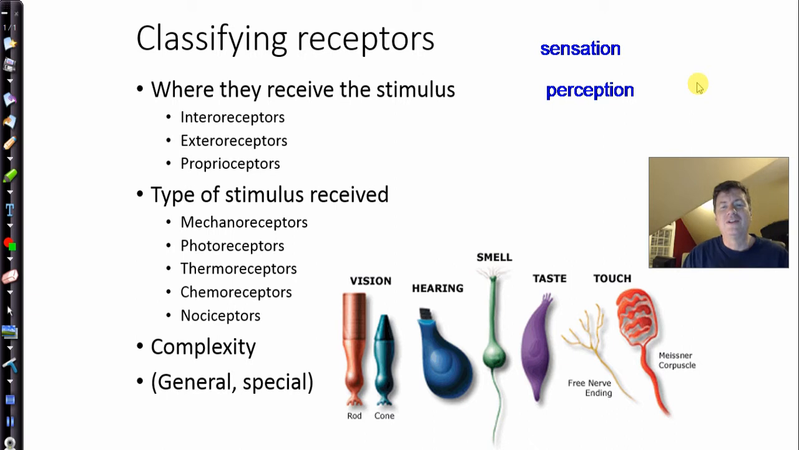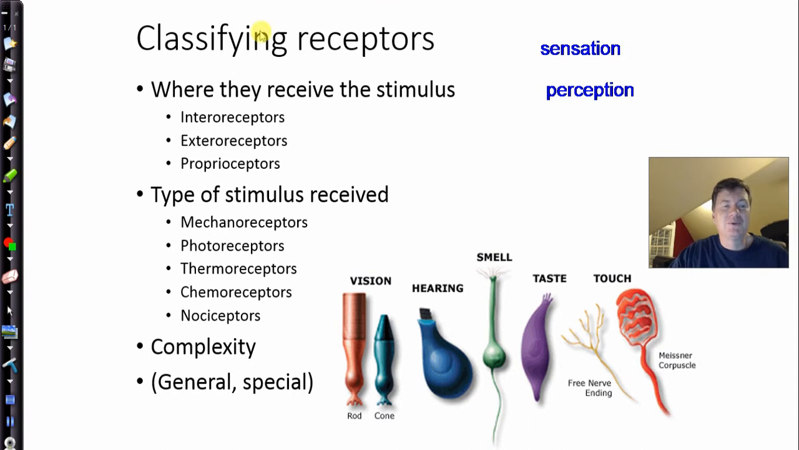When we talk about receptors, we're talking about those specialized parts of the body that can turn a stimulus into a nerve signal. They can actually generate a nerve signal. Your spinal cord can't generate a signal. It's only going to be able to transport information to and from. So receptors are special because they can get a signal started.